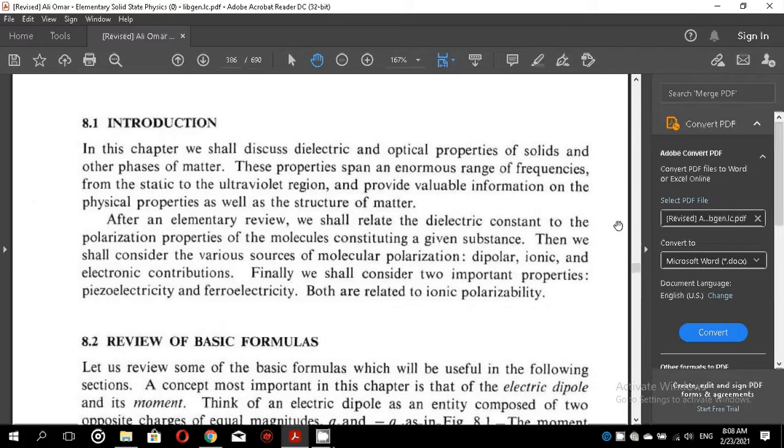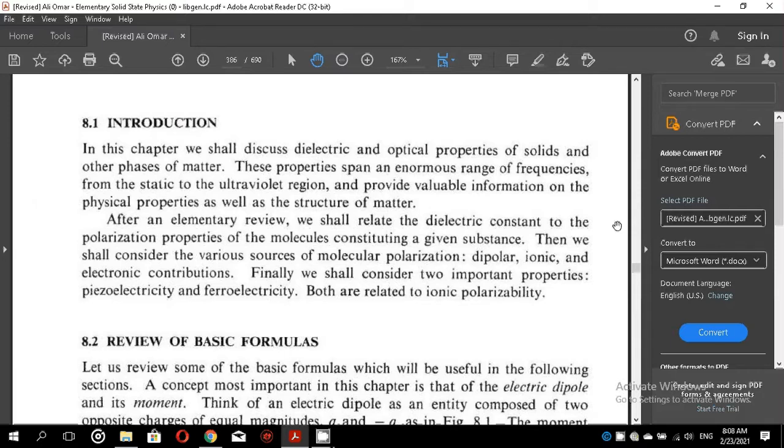In this chapter we shall discuss dielectric and optical properties of solids and other phases of matter. These properties span an enormous range of frequencies from the static to the ultraviolet region, and provide valuable information on the physical properties as well as the structure of matter.